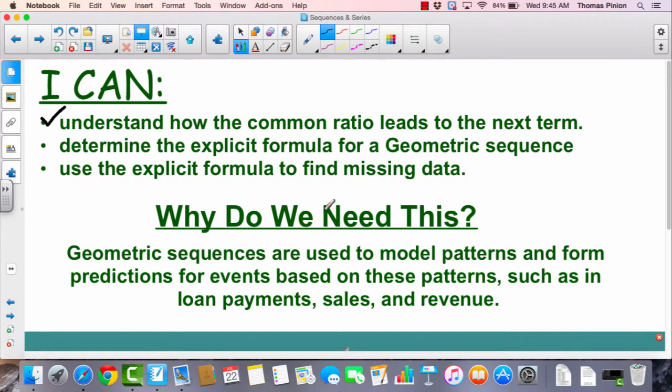Good evening. Today we are going to finish up looking at the last two I can statements for geometric sequences. I can determine the explicit formula for a geometric sequence. I can use the explicit formula to find missing data, and then we'll be completed with geometric sequences.